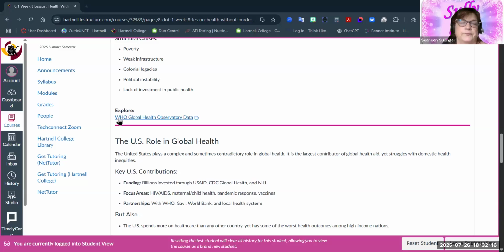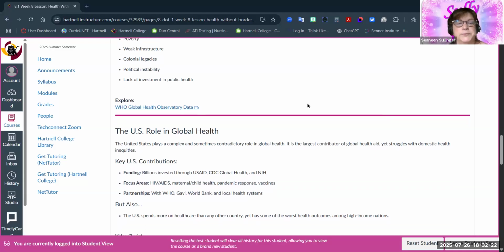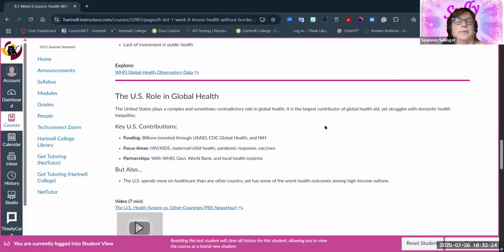So there is a World Health Organization, WHO, as they call it. There's a link there for you. And so what is the United States' role in global health, right? We have a complex, but sometimes contradictory, role in global health. We're a large contributor of aid, but we struggle with our own domestic health inequities. So it's kind of like, why are we telling you what to do or providing you with money when we can't even do a very good job of taking care of our own people in our country, and we don't have equity? We have high African American maternal mortality rates.